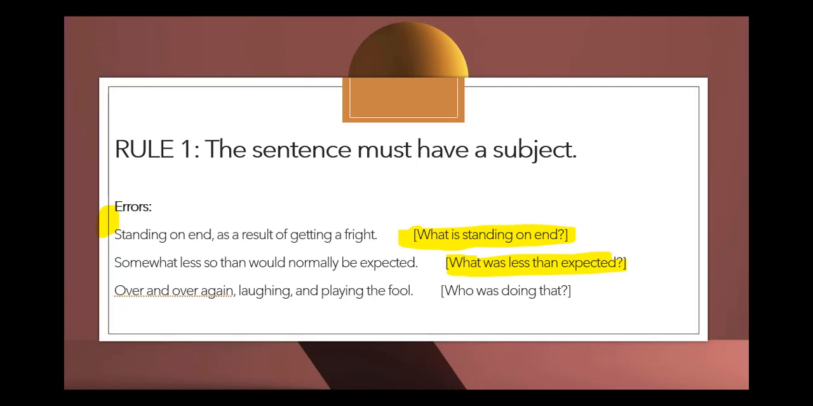And the next one, "Over and over again, laughing and playing the fool." Who was doing that? You might add in the word "she" and the word "was" here. "Over and over again, she was laughing and playing the fool." And that would fix that sentence by adding in the subject of the sentence.